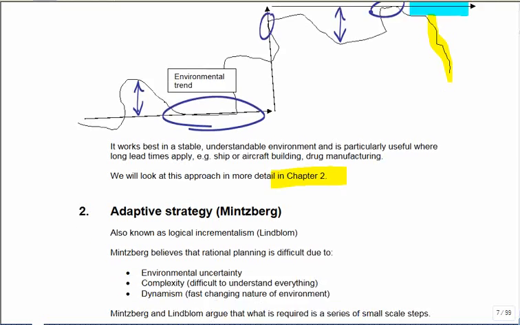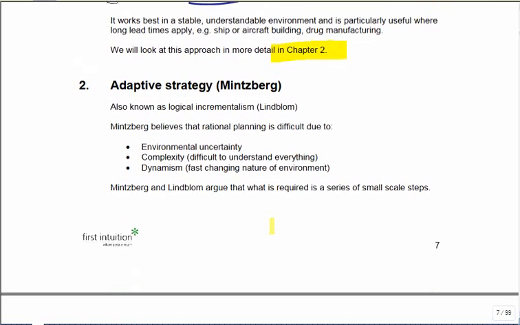Right, the second type of strategy that you need to be familiar with is what's referred to as adaptive strategy. That's Mintzberg's phraseology for it. It's also known as incrementalism, and that was Charles Lindblom. He called it incrementalism. So different words, but they're still talking about the same thing. And they suggest that the rational planning approach won't necessarily work if you've got a lot of environmental uncertainty and complexity and dynamism, so it's all changing very rapidly.